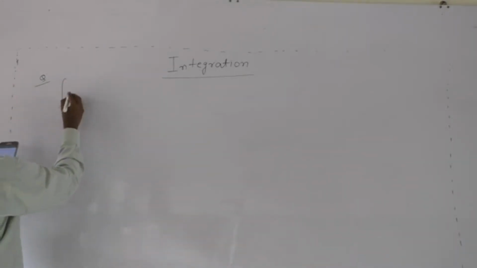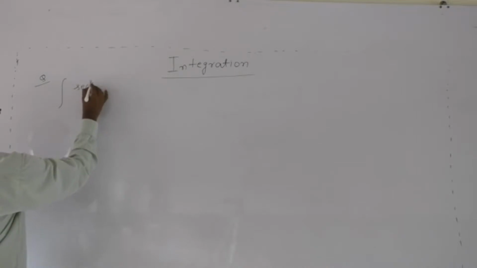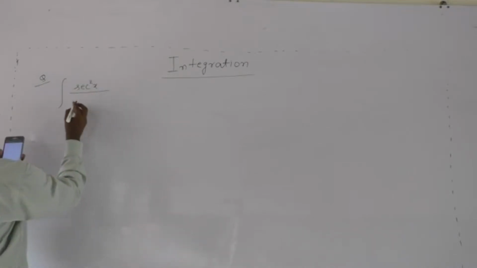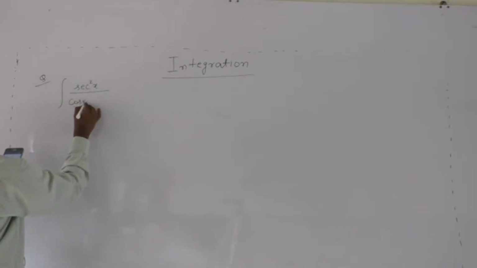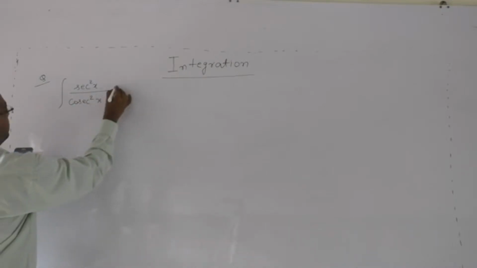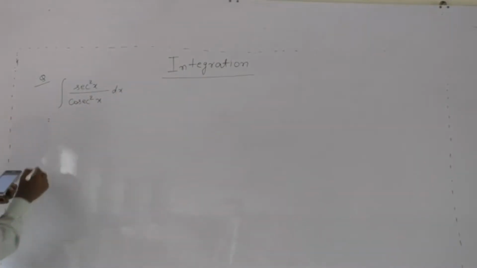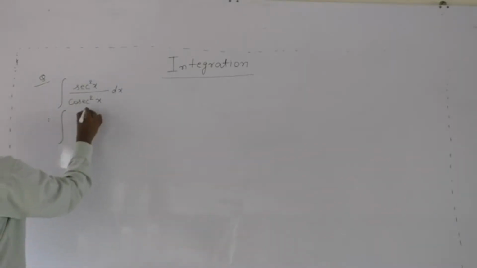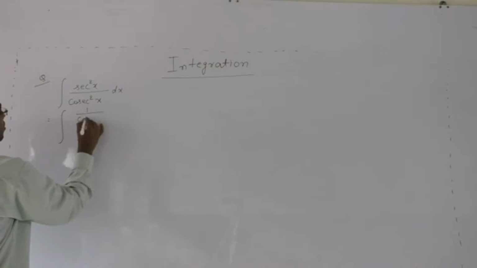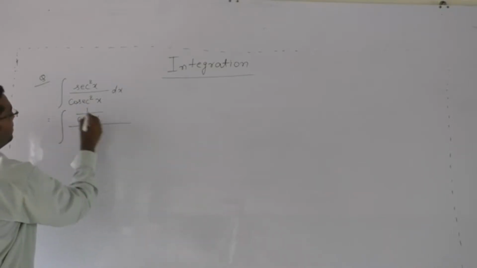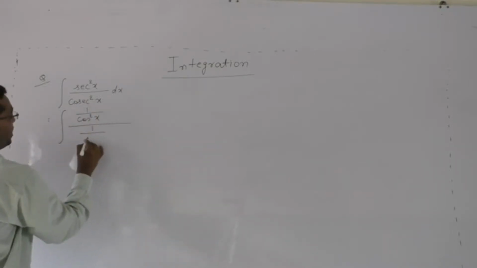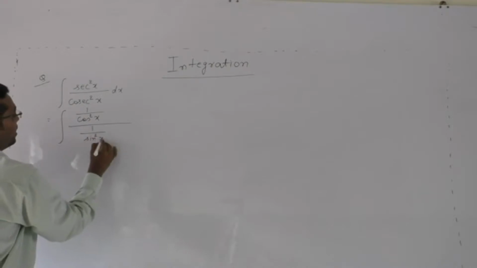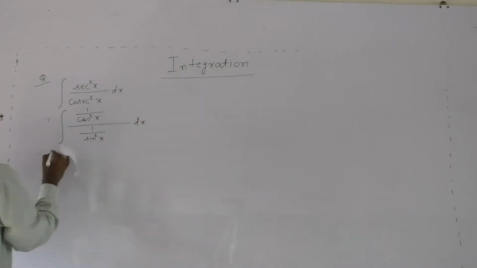It's a very good question. Integrate secant square x divided by cosecant square x dx. We have to integrate this function. So what we can do, sec square x we can write 1 over cos square x, and cosec square x we can write 1 by sin square x using the trigonometrical identities.